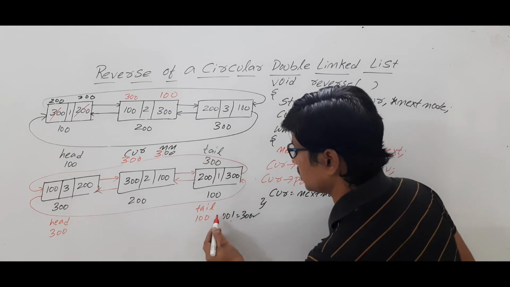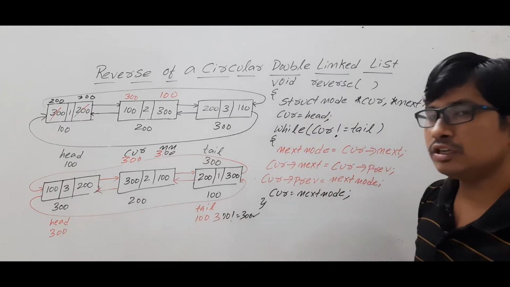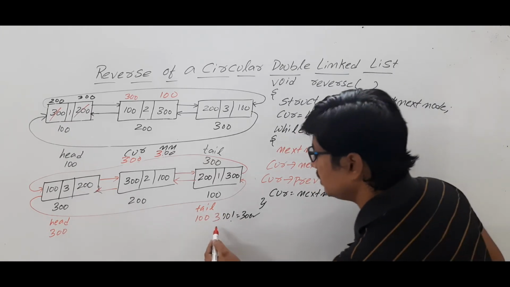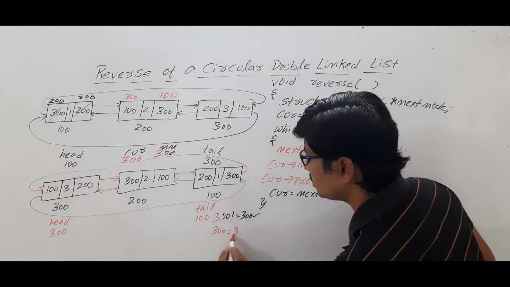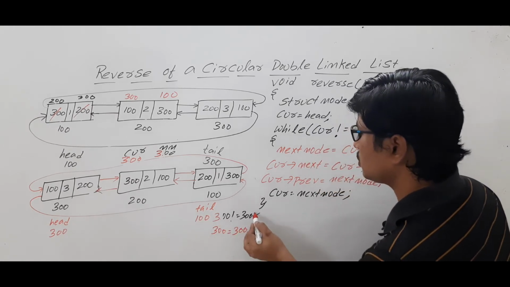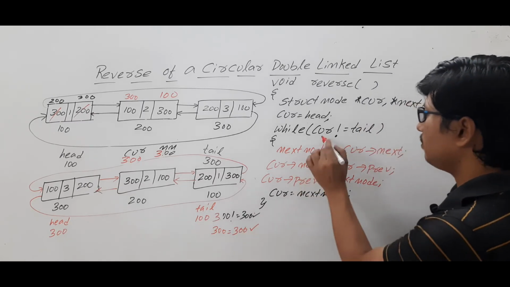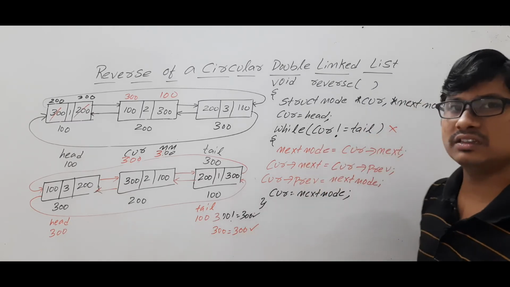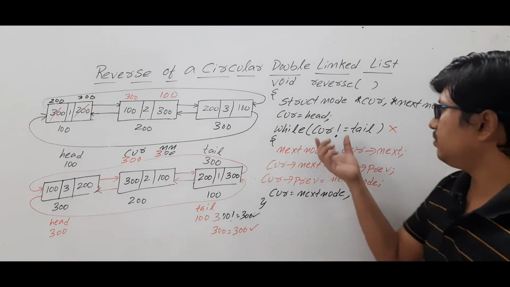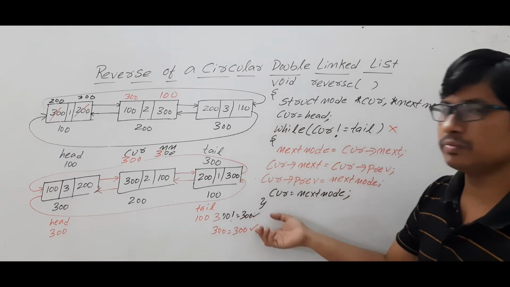Current is equal to 300. They are saying 300 is not equal to 300, but in reality 300 is equal to 300. So this condition is true. Sorry, 300 is equal to 300, it is correct, but this condition is false. They are saying 300 not equal to 300. If this condition fails, it will come out from the while loop.